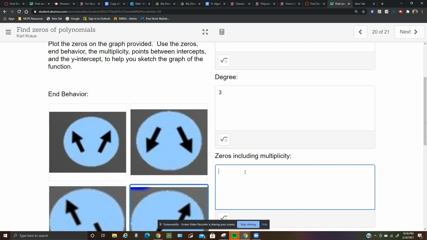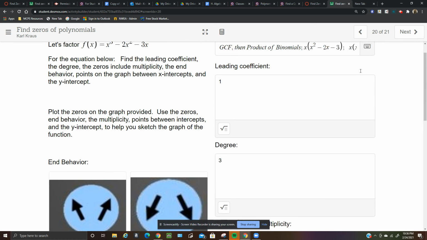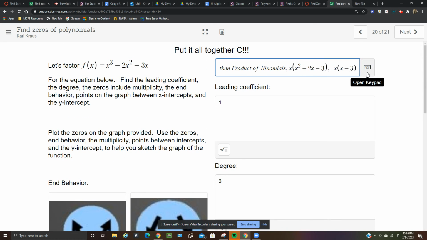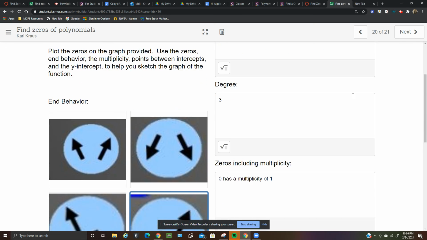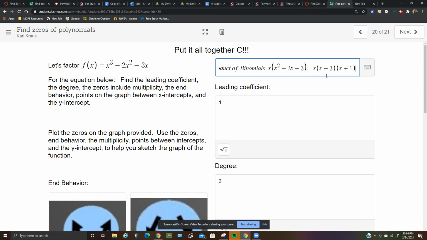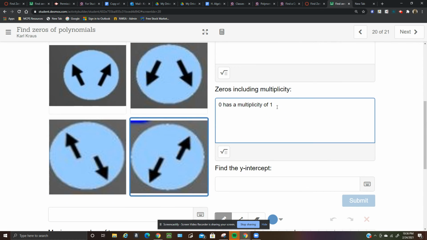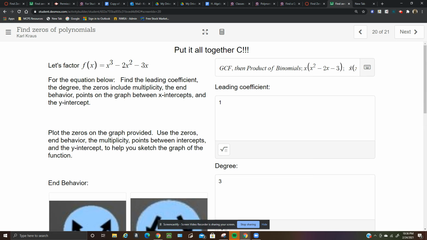And then 0. Zero has a multiplicity of 1, and 3 has a multiplicity of 1. And the last zero is negative 1.